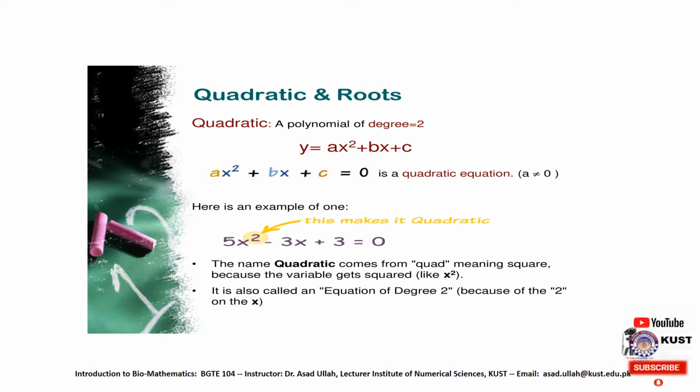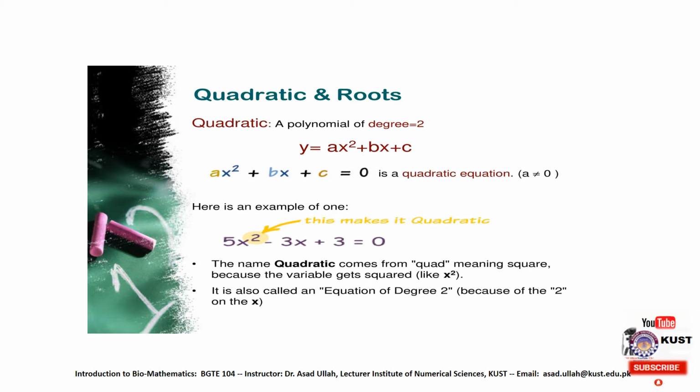Here is a simple example: 5x square minus 3x plus 3 is equal to 0. In this equation, the coefficient of x square is 5. So comparing with the general form of the quadratic equation, we get a is equal to 5. Similarly, the coefficient of x is minus 3, and in the general form of the quadratic equation, the coefficient of x is b. So b is equal to minus 3. And similarly, the remaining constant c is equal to 3.